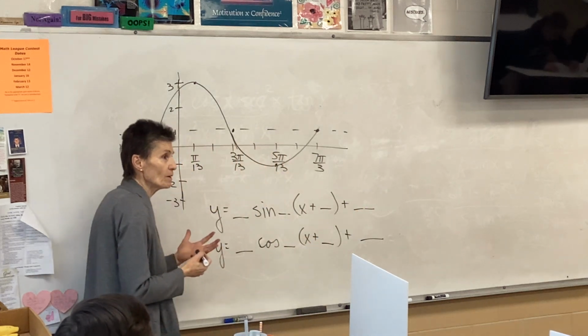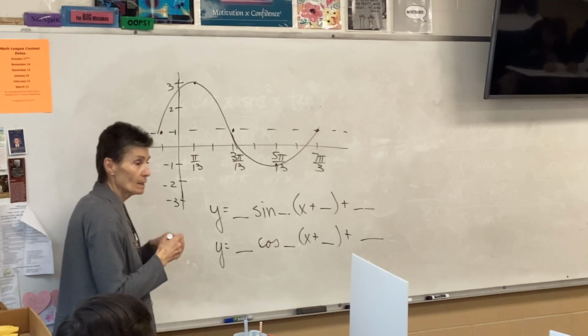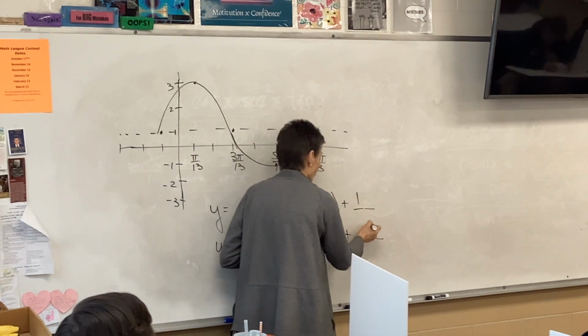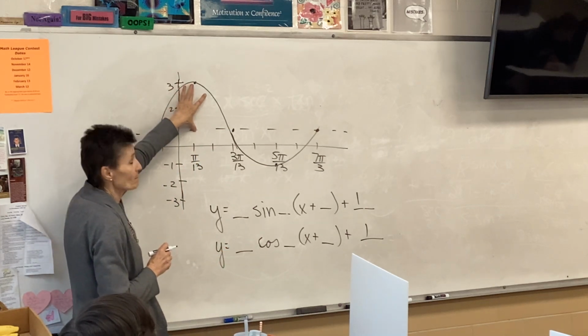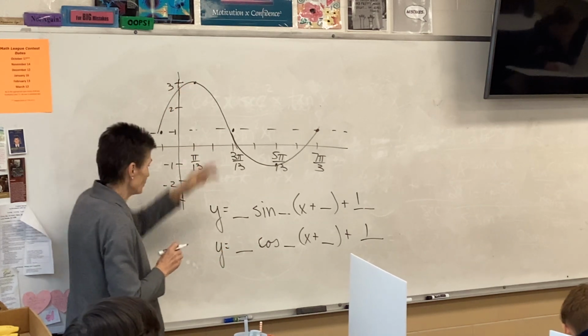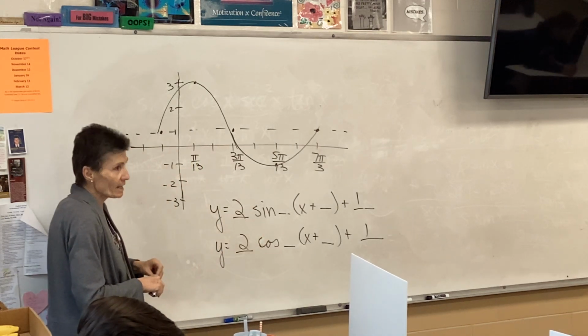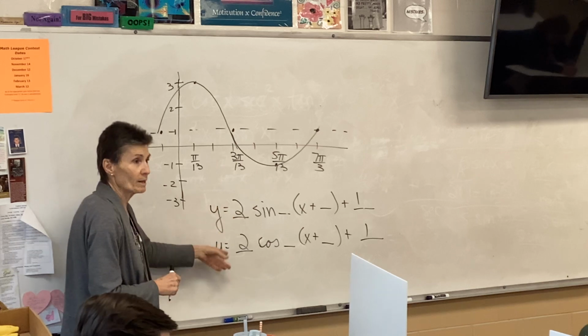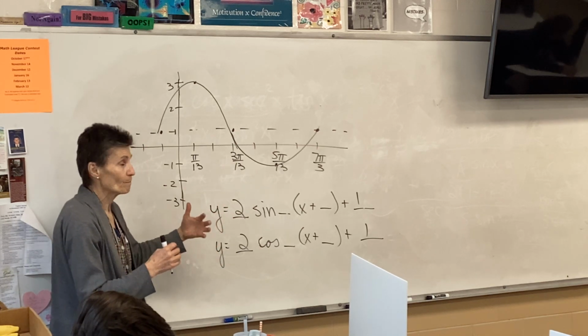So let's figure out where's the midline. 1? So we know this is going to be plus 1. Well, if the midline's at 1, what's my amplitude? 2. So we know this is going to be 2. Now in some cases, you might make one of those negative or something, right? But the number is going to be 2.